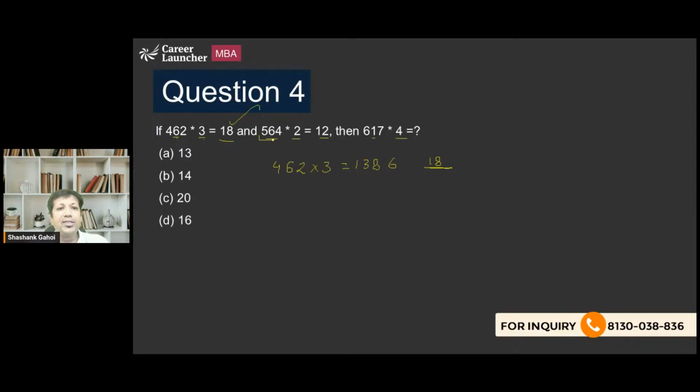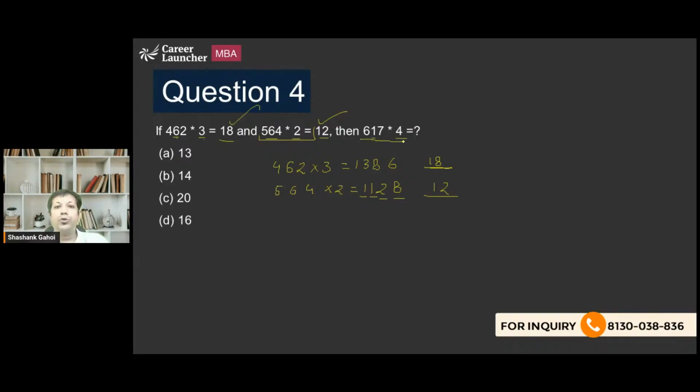Now I'm going to check the same logic in this. If it works out, it means my logic is right. So it is going to be 564 multiplied by 2. So this comes out to be 8. 6 2s are 12. 5 2s are 10 plus 1, 11. 1 plus 1, 2, 2 plus 2, 4, 4 plus 8, 12. Do we get it? Yes. So it means whatever logic I have thought of is right.